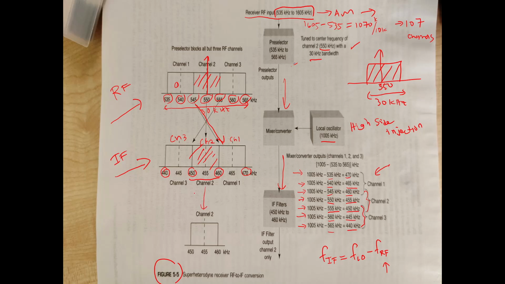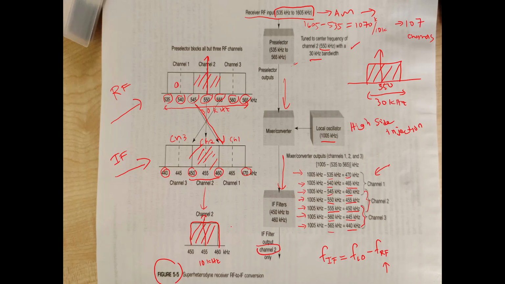So the band pass filter will select only a single channel. It's going to have a bandwidth of 10 kilohertz, with sharp cutoff frequencies compared to the preselector. That means this band pass filter will have the center frequency at 455 kilohertz and a bandwidth of 10 kilohertz. So after the IF filter, it's going to produce only channel 2 at the output.